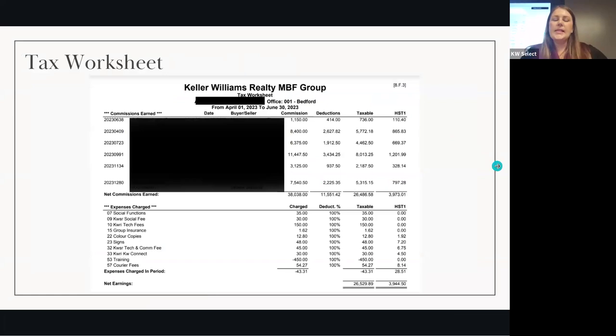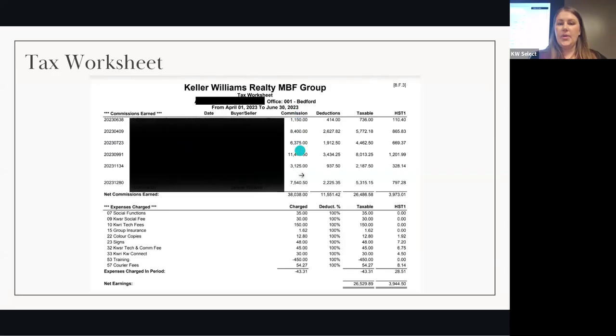All right, so this document, okay, perfect. This document I send out to you guys quarterly. This is called the tax worksheet, and this is to help you file and pay your HST. At the top is a summary of your transactions for the quarter. You can see here from April 1st to June 30th, so that is Q2. Most people file their HST quarterly. That's why I send this out quarterly. It gives you a summary of your transactions at the top.